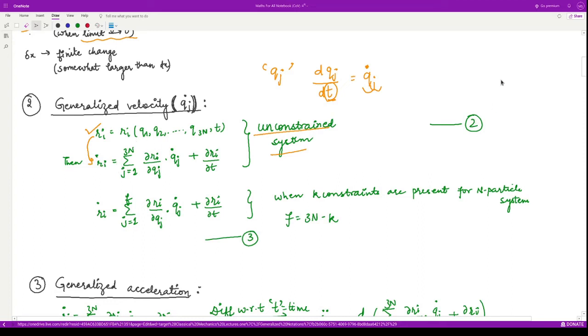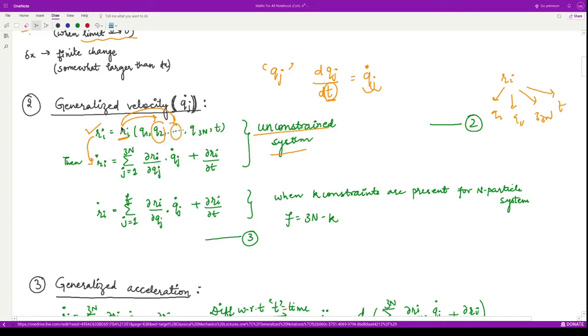which is equal to, again, since this Ri is a function of q1, q2 up to q3n and t, we'll apply the chain rule, taking the partial derivative of Ri with respect to q1 and then the derivative of q1 with respect to t, plus the derivative of Ri with respect to q2 and then the derivative of q2 with respect to t, then the derivative of Ri with respect to q3 and then the derivative of q3 with respect to t, and so on.